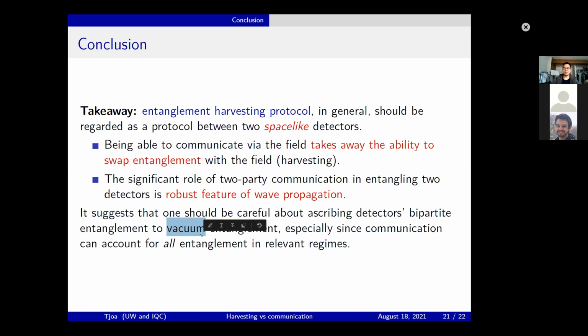And this is important, right? Because a lot of times we say that detectors probe the vacuum entanglement structure of the field, but this is almost saying that what you end up probing, when you can communicate, is the communication capabilities using the field.